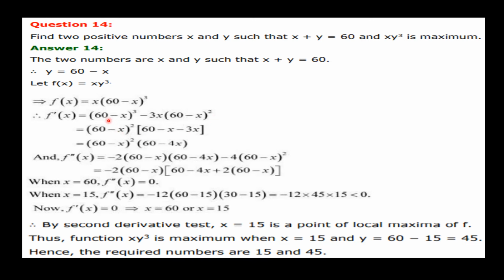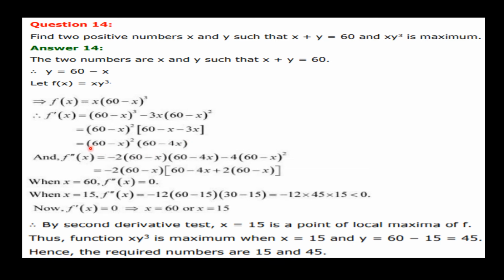Here, if you observe, there are only two terms. 60 minus x whole cube is the first term. Minus 3x into 60 minus x whole square is the second term. From these two terms, we can take out the common factor 60 minus x whole square. It is a common factor in the two terms. Then what do you get here? From the first term, we get 60 minus x. From the second term, we get only minus 3x because we have taken the common factor out. Understood this part, my children?